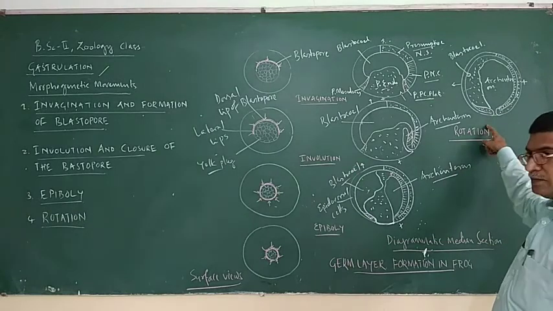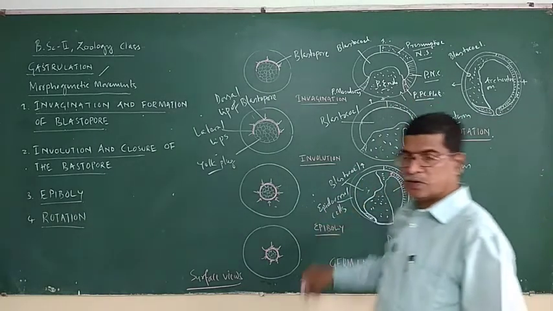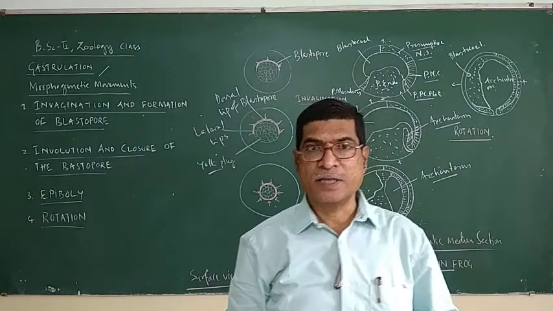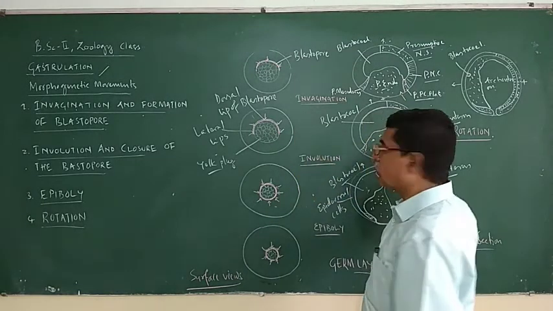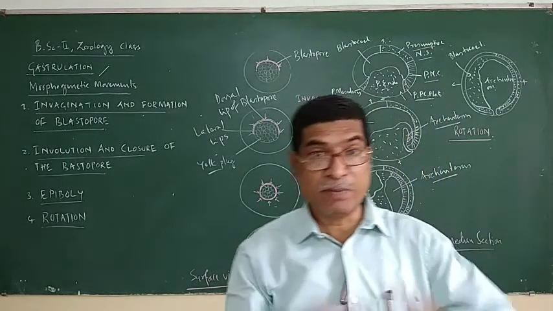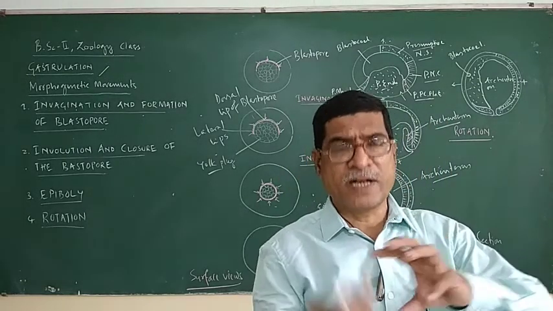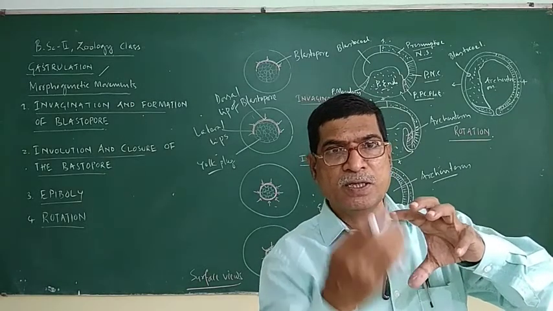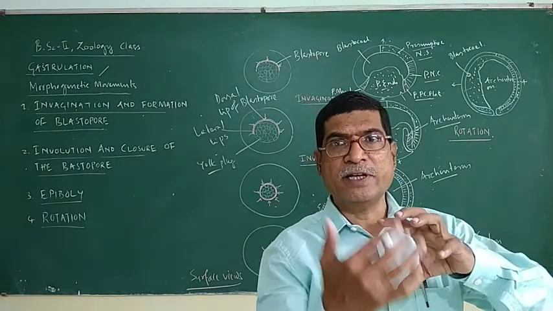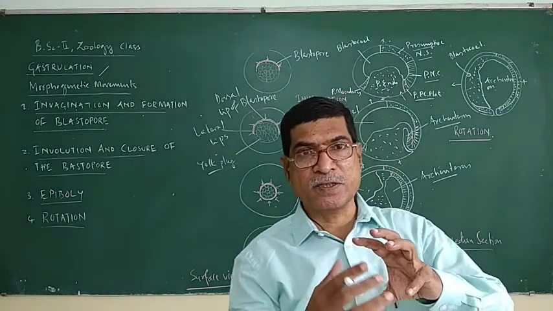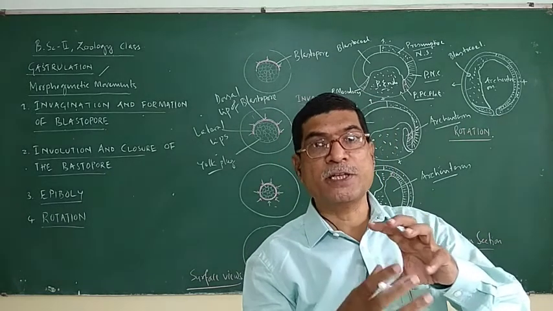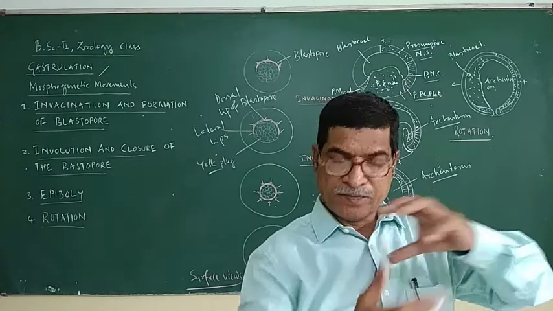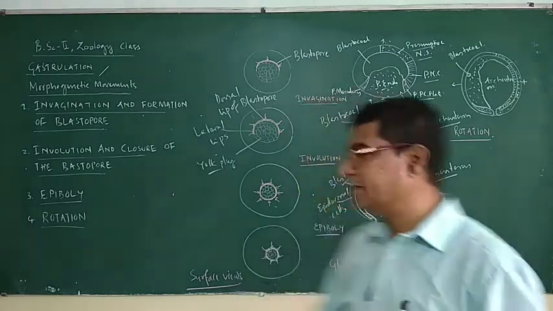Next, rotation. Rotation of the embryo occurs inside the vitelline membrane. Still, the embryo is externally covered by the vitelline membrane, which is nothing but the fertilization membrane. Between the fertilization membrane and the embryo proper, there is a cavity called the perivitelline space. In the perivitelline space, fluid is present. Because of the fluid, the embryo rotates inside the vitelline membrane.